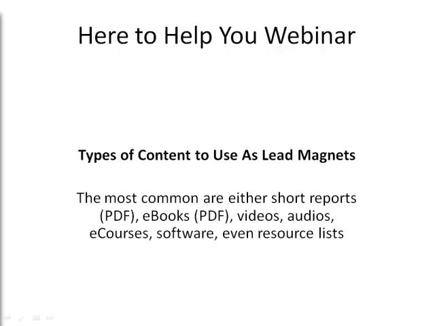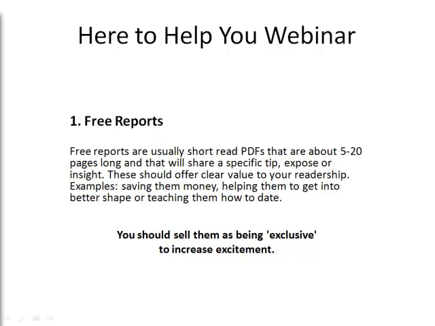Now there are different types of content that can be used as lead magnets. The most common ones are short reports or ebooks, which are both usually in PDF format. Sometimes you can offer lead magnets as PLR, which would be in Word doc or open source doc format, but most of the time it's already converted into a PDF. Videos, audios, e-courses, software, and even resource lists make good lead magnets. So let's talk about each one of these just a little bit, so you have some familiarity with what a good lead magnet is.